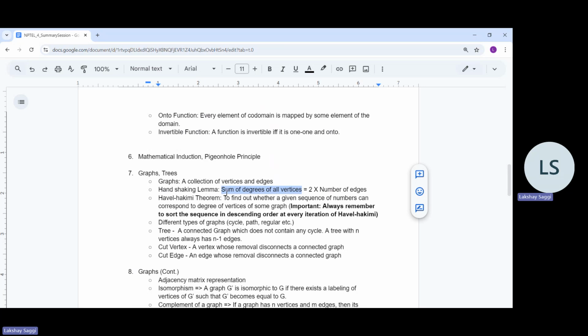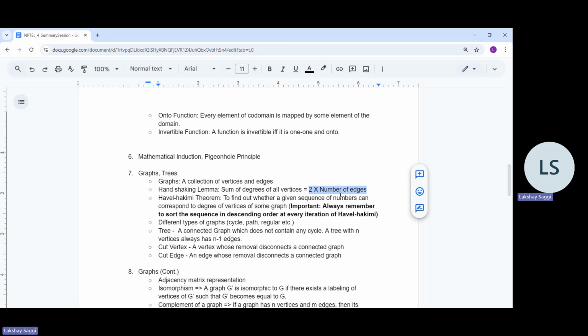And then we can also break this down: the sum of degrees of all vertices can be broken down into the sum of degrees of all odd degree vertices plus the sum of degrees of all even degree vertices, since all vertices are either of odd degree or even degree. So this sum is equal to twice the number of edges, and note that this is an even number. And note that the sum of degrees of all even degree vertices will also be even. So what we are left with is that the sum of degrees of all odd degree vertices is always even. This is what the handshaking lemma says.